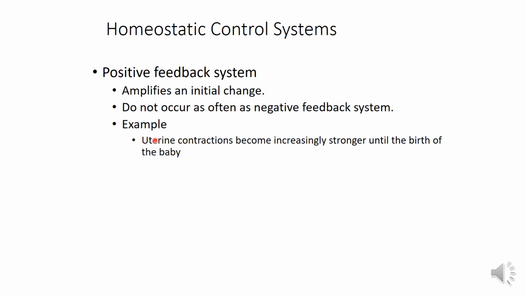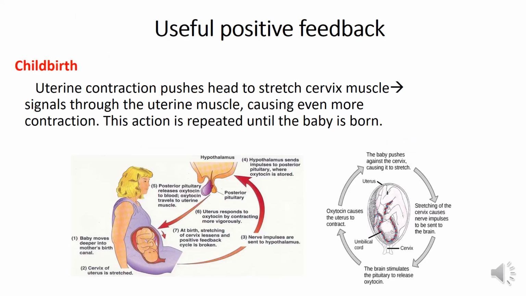The best example is the uterine contraction during labor. During labor, the uterine contraction becomes increasingly strong until the birth of the baby, and the cycle of the positive feedback mechanism will be stopped. As an example for positive feedback mechanism is the uterine contraction during childbirth. This type of positive feedback mechanism is useful because it leads to birth of the baby. So let us see how this positive feedback mechanism occurs.